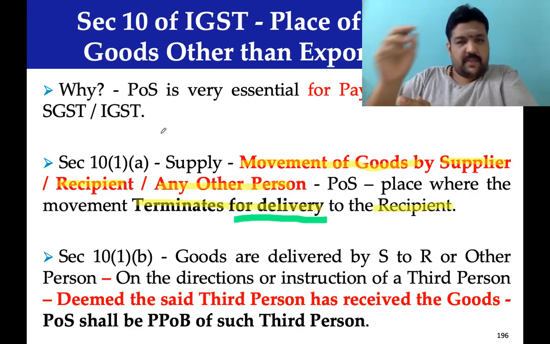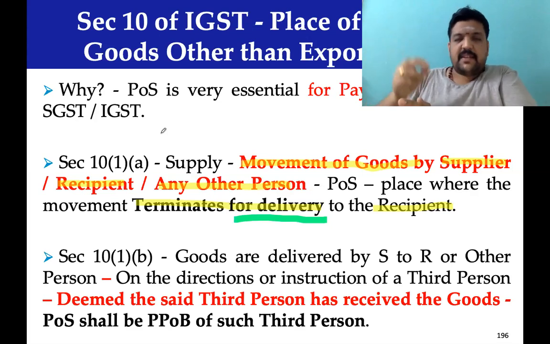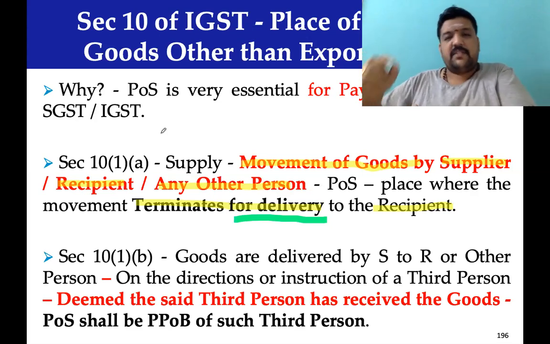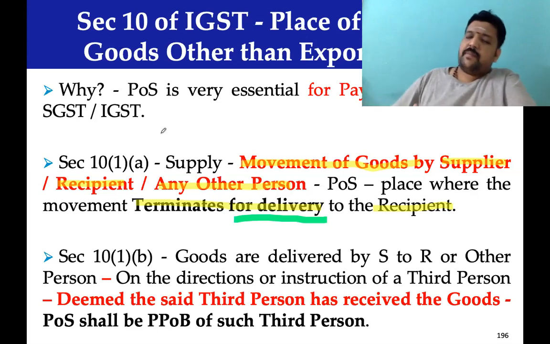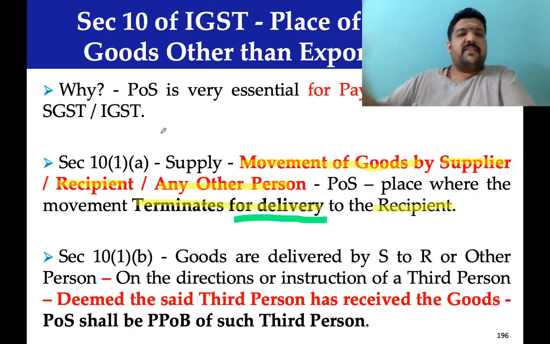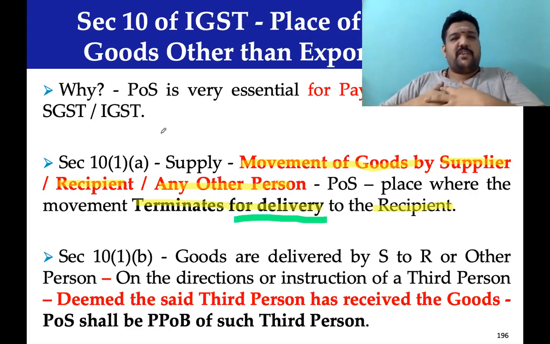Where place of supply will be the place where movement terminates for delivery to the recipient, where the goods are delivered to the recipient. Think about the recipient.